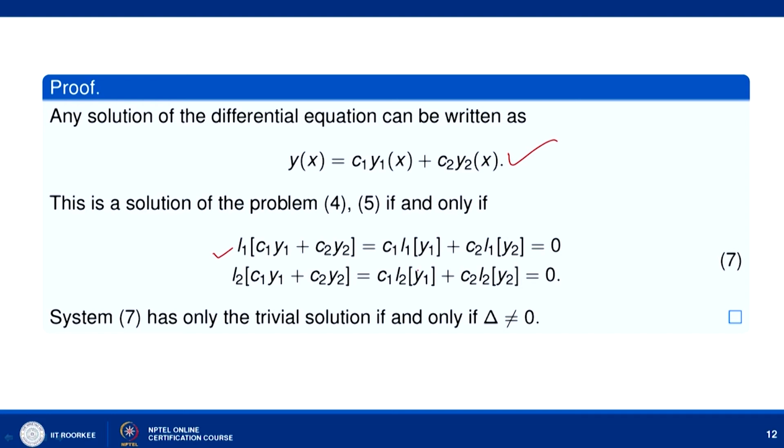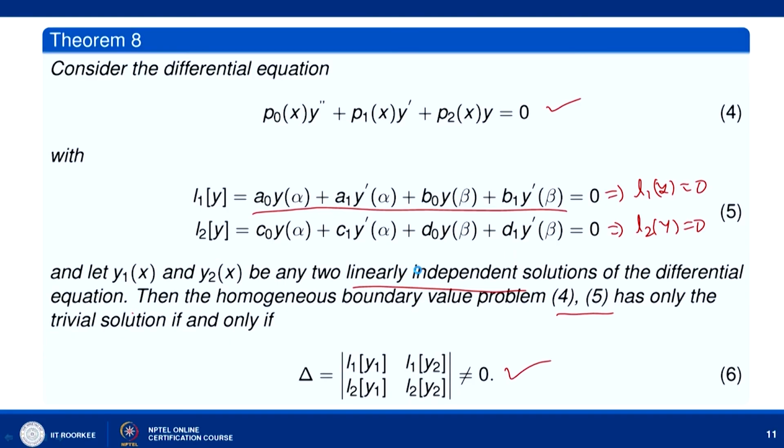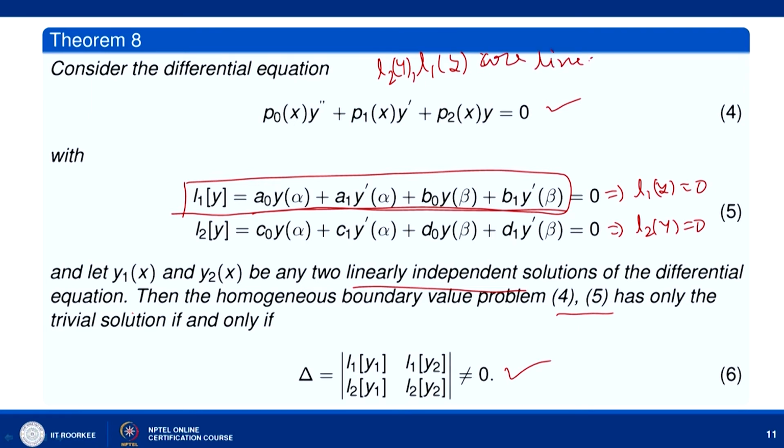Please look at your boundary conditions, which are defined as L1 y and L2 y. These are linear forms, in terms of y alpha, y dash alpha, y beta and y dash beta. So I request you to check that L1 y and L2 y are linear in their argument, that is y here.